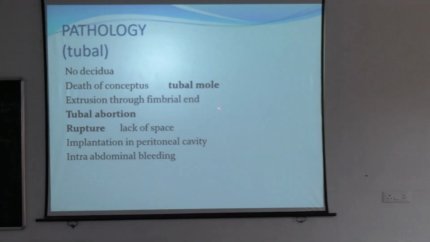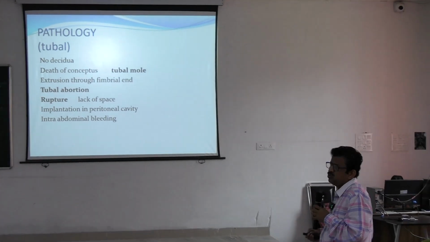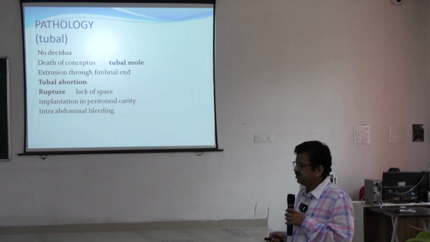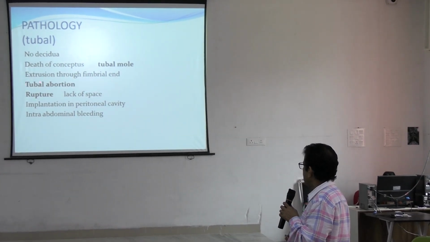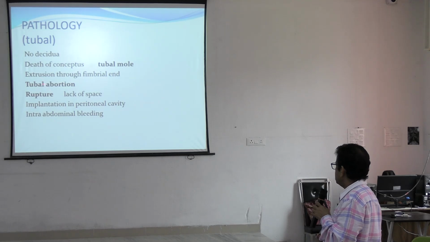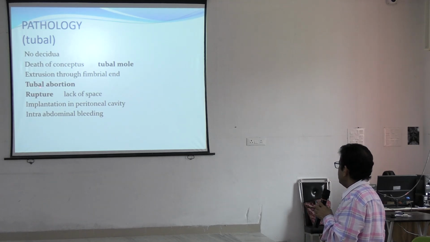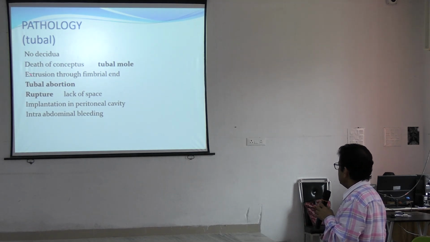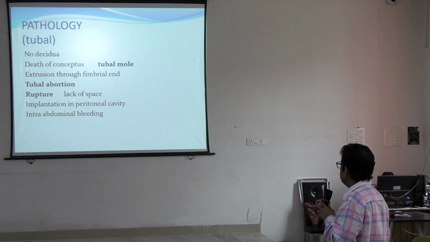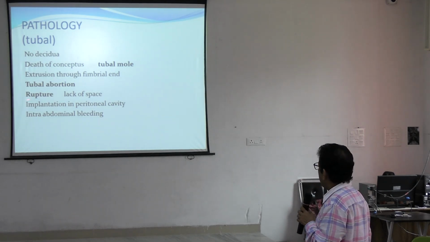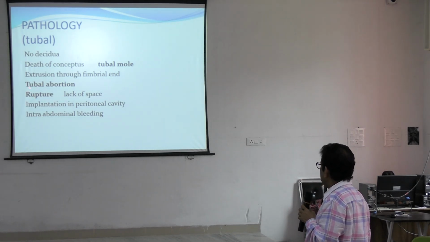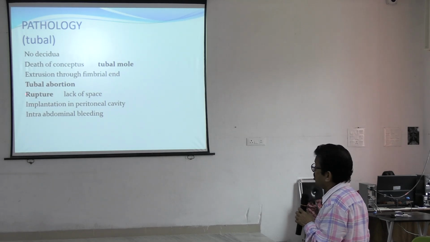Then it may be extruded through the fimbrial end, which is called tubal abortion. If it is extruded by tubal motility, by tubal peristalsis, into the abdomen, that will be called tubal abortion. And in this tubal abortion, if the fetus is alive, it will cause implantation in the peritoneal cavity, and that will be called secondary abdominal pregnancy.